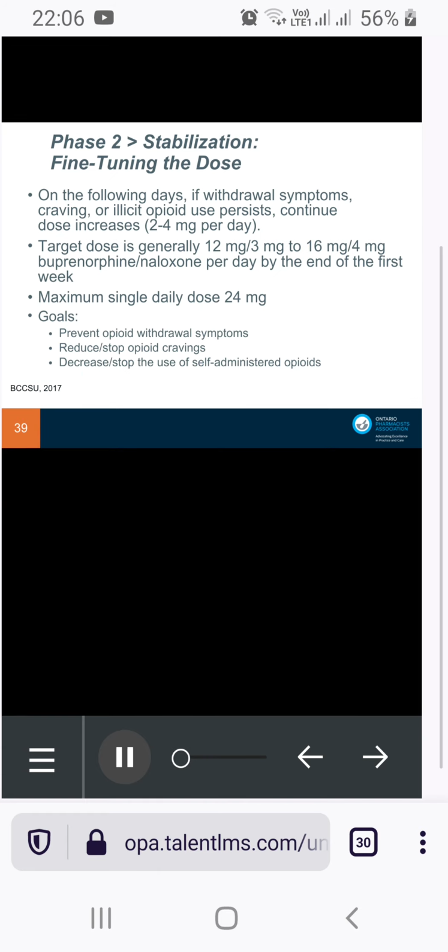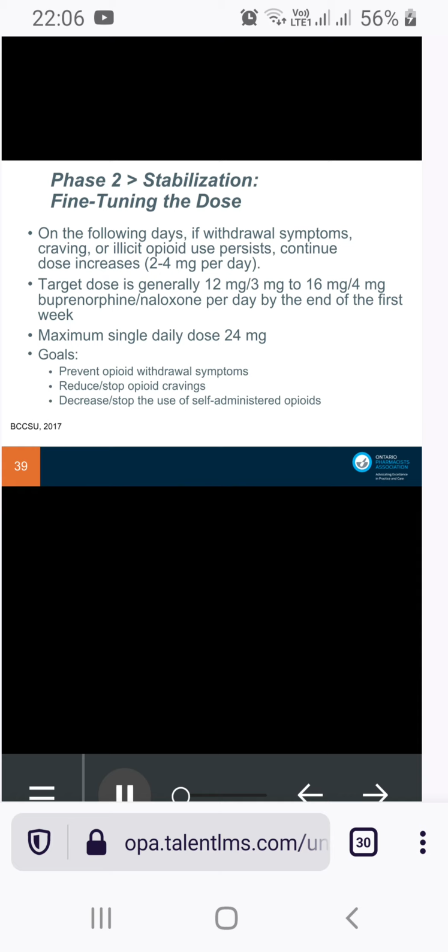Then, the next step is we enter into phase two, which is a stabilization phase. This is where we fine-tune the buprenorphine dose. On following days, if withdrawal symptoms, cravings, or illicit opioid use persist, you will continue with dose increases, around 2 to 4 milligrams per day. The target dose is generally 12 to 16 milligrams of buprenorphine per day by the end of the first week. The maximum single daily dose in Canada is 24 milligrams.